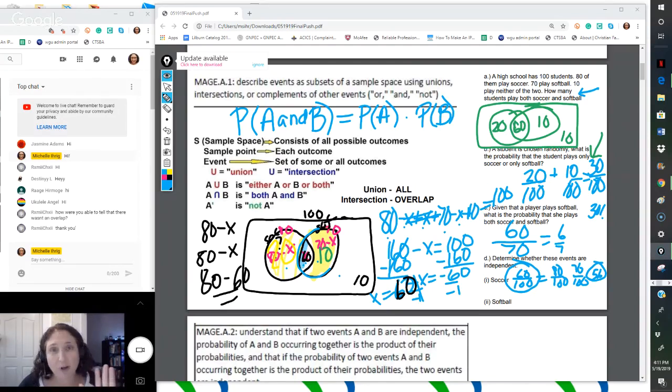Same thing for the softball. You're going to get those same fractions. But we'll talk about more independence coming up one more time in a bit.